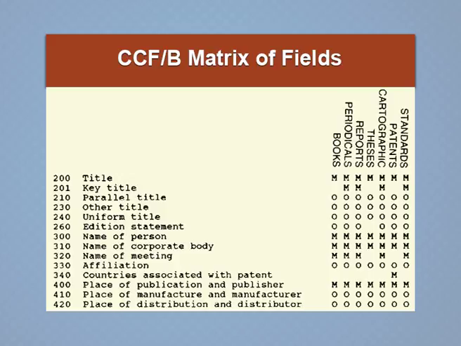Suppose you want to design a data sheet on book. Title is mandatory; key title, parallel title, other title, uniform title are optional. Name of the person is mandatory, name of the corporate body if available is mandatory, name of the meeting if available is mandatory, but affiliation is optional. In this way we can decide which fields should be mandatory, which should be optional, which should be repeatable, and which should be guided by coded values. So, this matrix is going to help you in designing your data sheet.